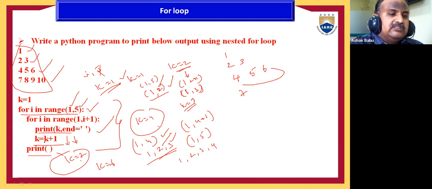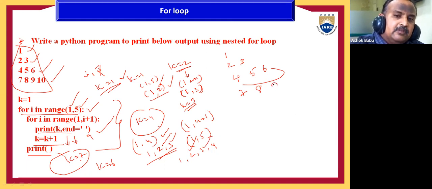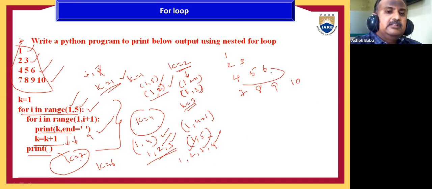Now the k value is incremented to 7 plus 1, 8. Again it will go to the previous one and print the 8 value for the second iteration. Now k is incremented to 9. For the third iteration, it will print the k value as 9. For the fourth iteration, k is incremented from 9 plus 1 to 10, so it will print the 10. Then it prints nothing, so it will come to the next line.